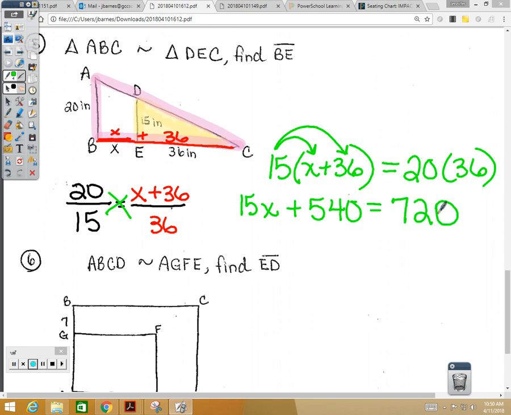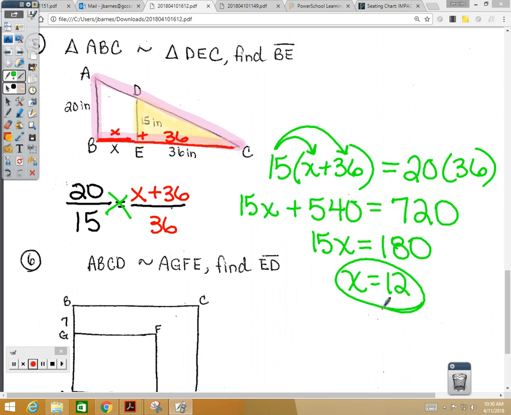And now we're going to be solving a two-step equation. So we've been doing that all year as well. My first step would be subtract 540. So do 720 minus 540. That's going to leave me with 15x equals 180. And then we're going to do 180 divided by 15, and we get our final answer of 12.